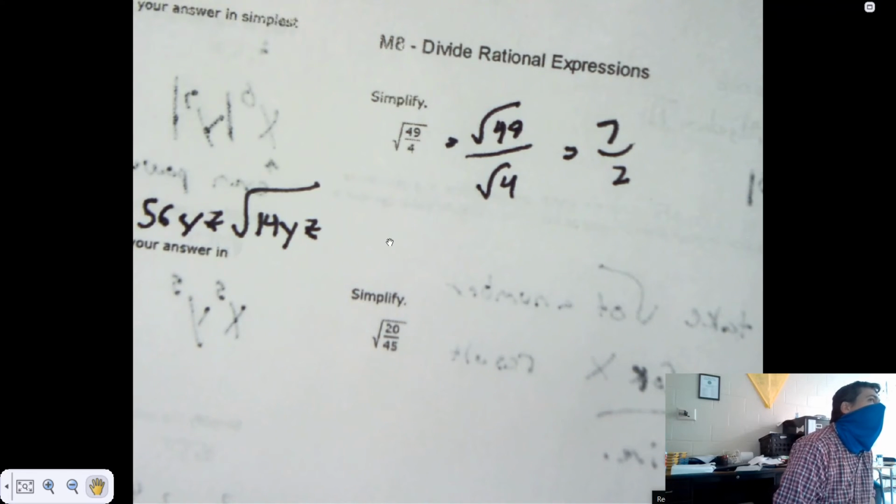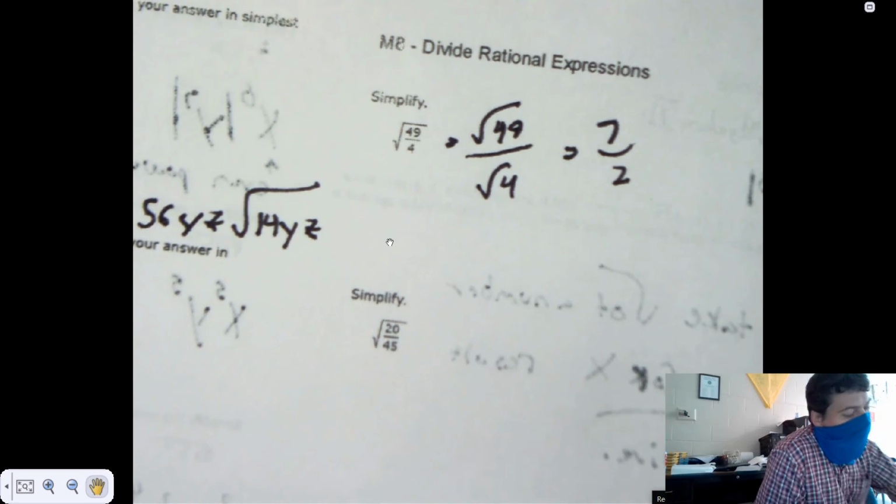Now, when I look at the next one, the root of 20 over 45, there's no real root of 20, is there? Is there a real root of, well, there is a real, it's real. But is there a whole root of 20? Is there a whole root of 45? So simplify. Huh? Maybe, I don't know. I was thinking about the numbers themselves. What do they both have in common? They both have a 5 in common.